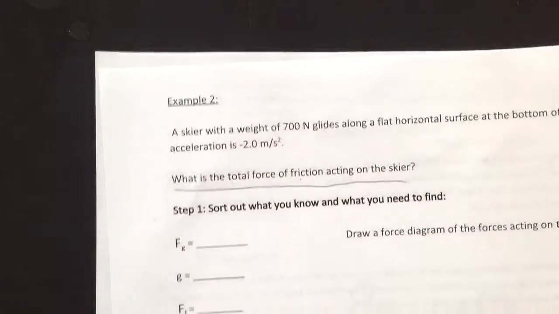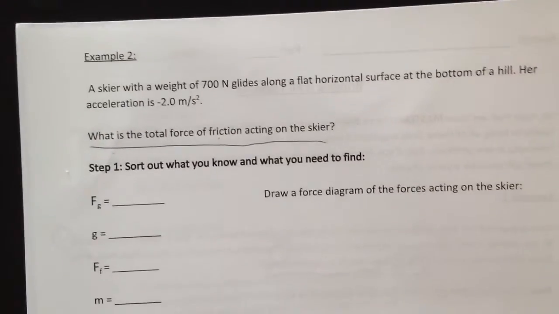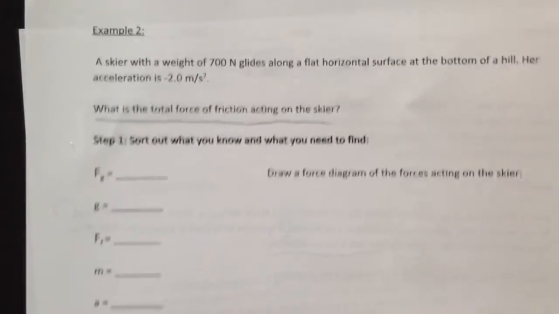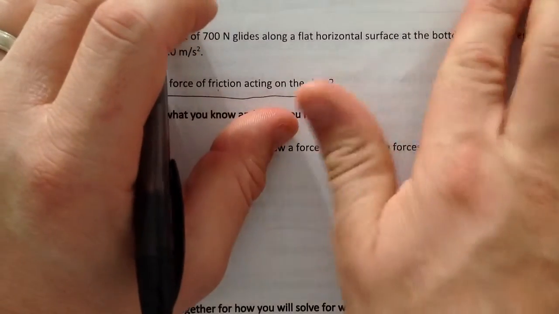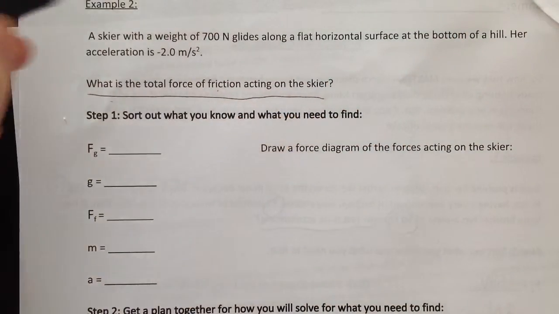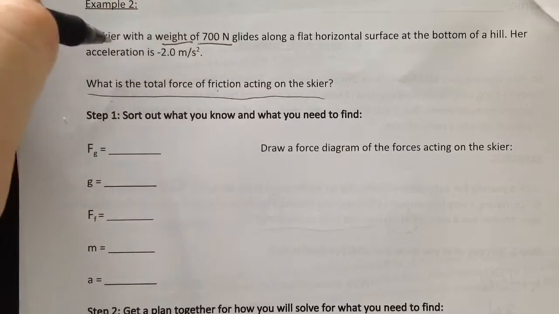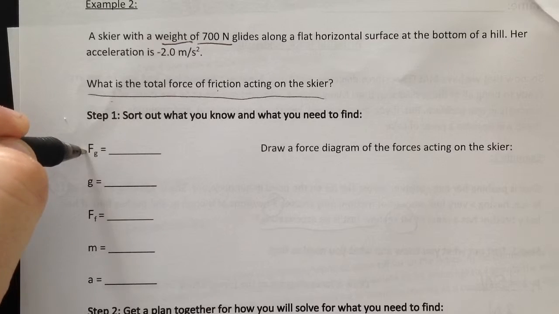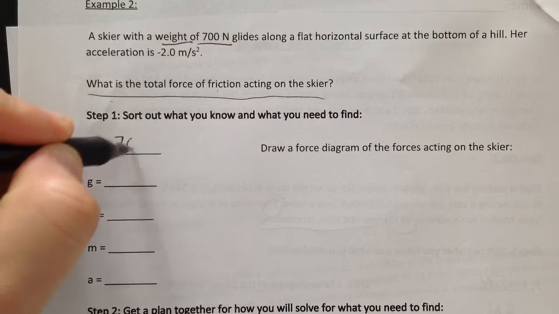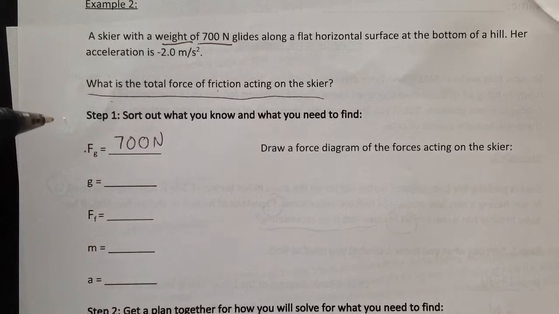Now, from the reading, as you go through and look at this reading, we have 700 newtons, and that is her weight. So that's like the force of gravity, another way of saying weight. Remember, we just talked about that. 700 newtons.